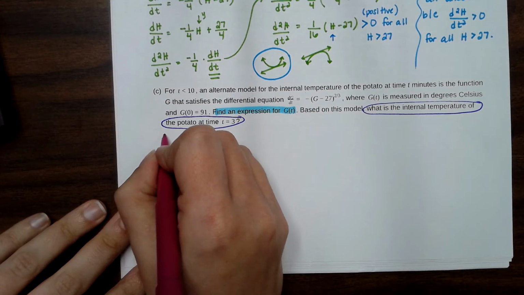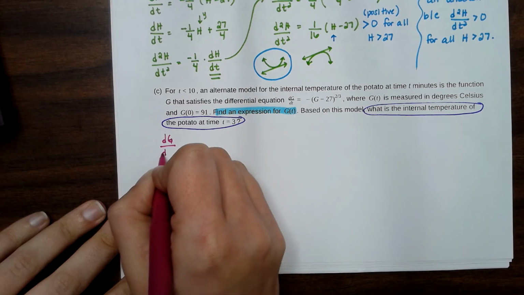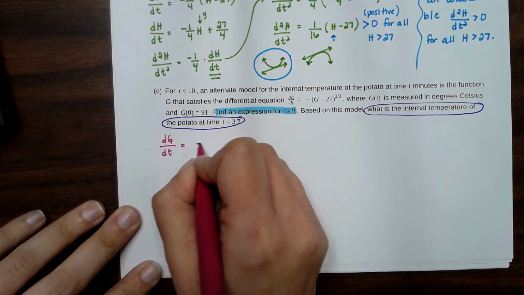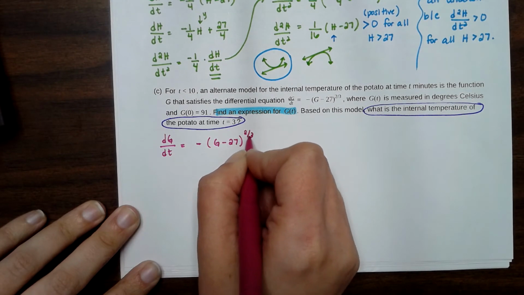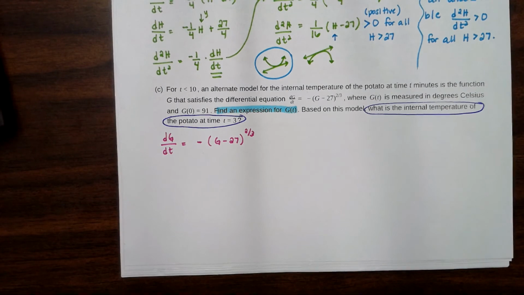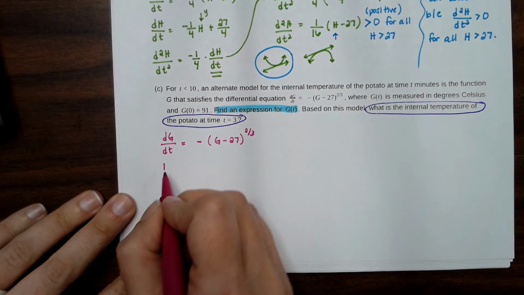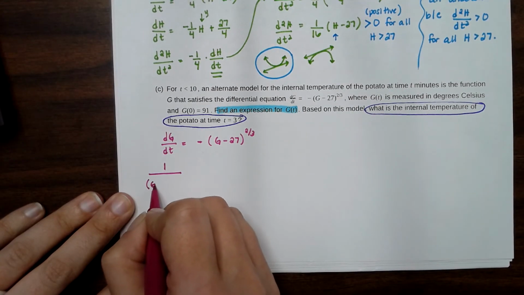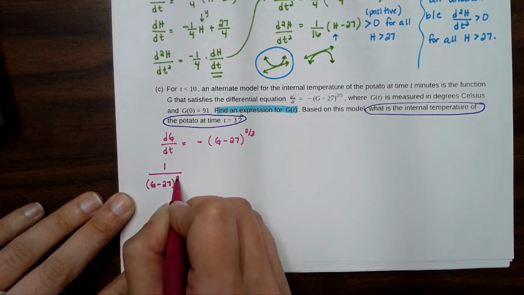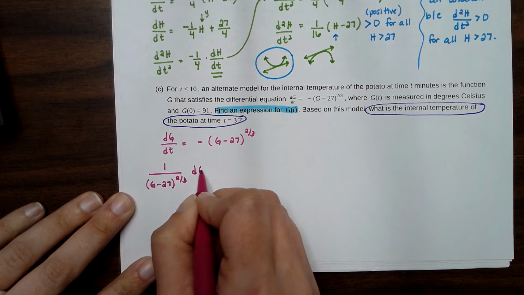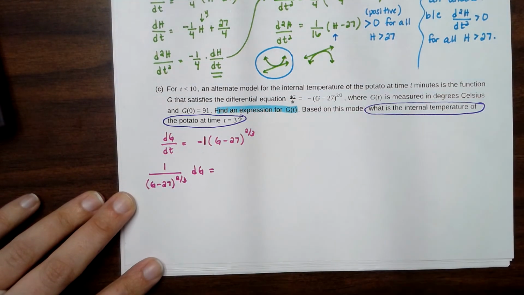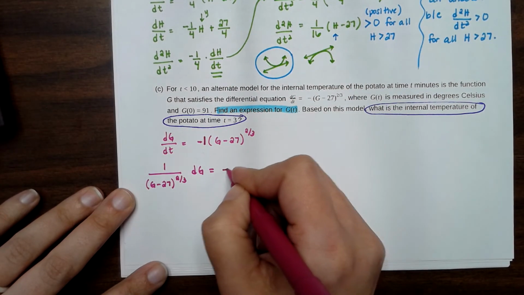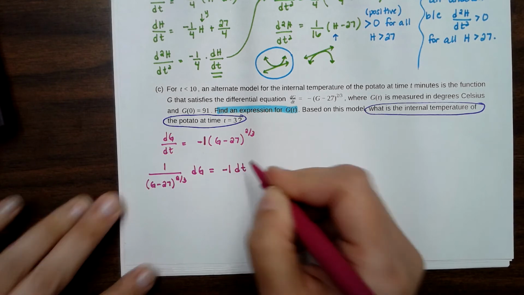So I'm going to take my differential equation, dg over dt equals negative g minus 27 to the 2/3. Again, we have two variables, g and t, so we need to get them separated. So I'm going to have 1 over g minus 27 to the 2/3 power times dg equals, now there's a little invisible -1 here. It's not just a negative, it's a -1. So I'm going to keep that on this side and have a dt here.